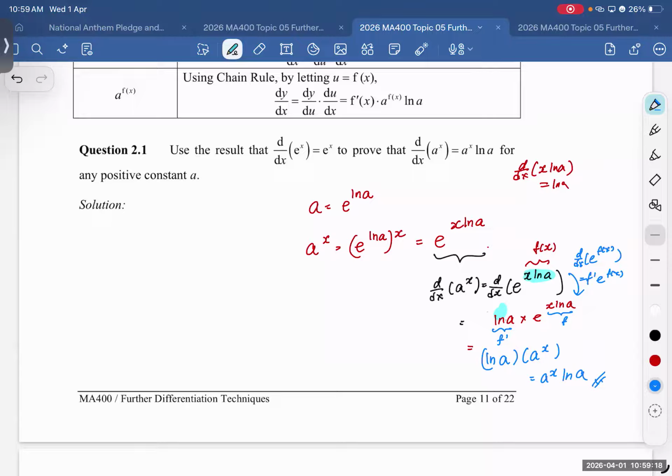What is e power x log a? We all know that it is just a power x. That's why it's just a power x times log a. You don't need to prove it. You need to know how to use it.